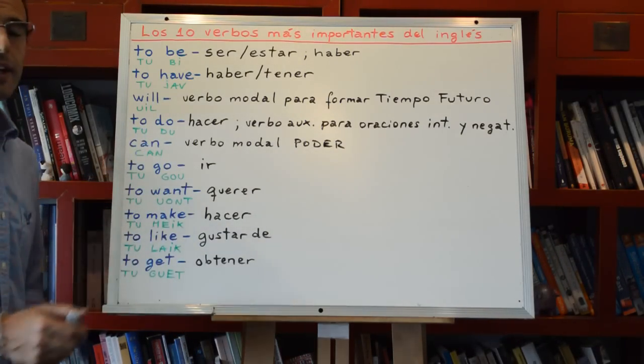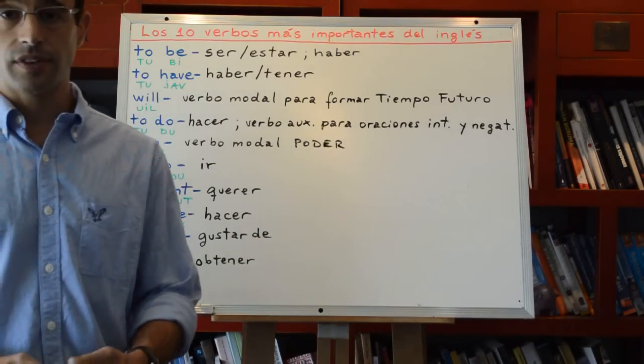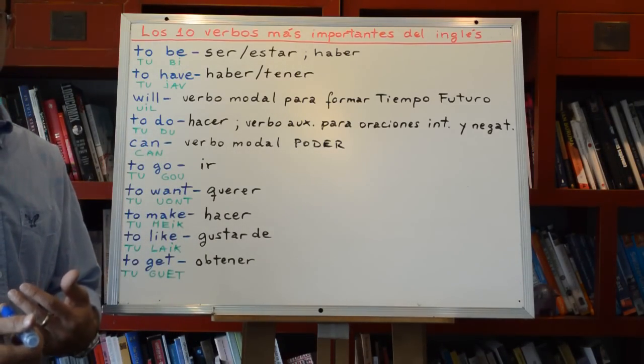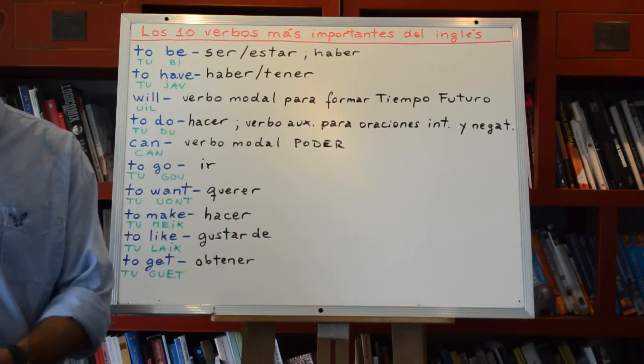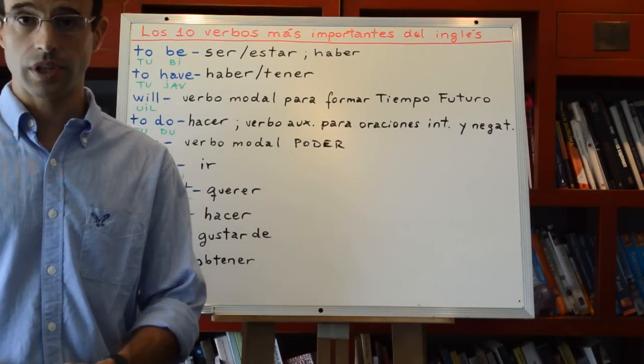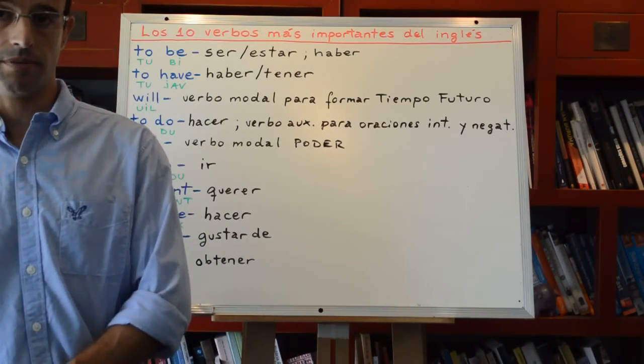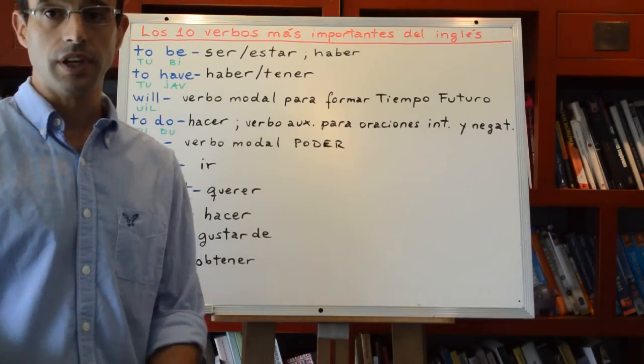Also, can be used as a conditional. For example, could, the past of can is could, and it's used for conditional. I could go if I had money. Yo podría ir si tuviese dinero, okay?